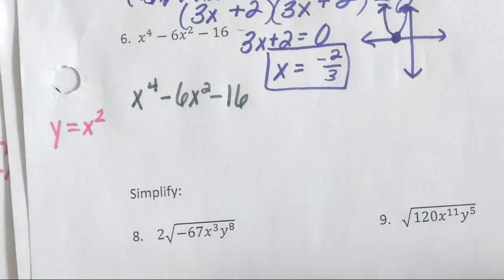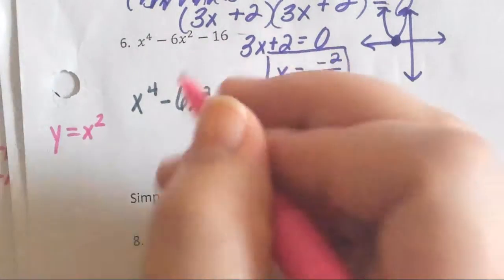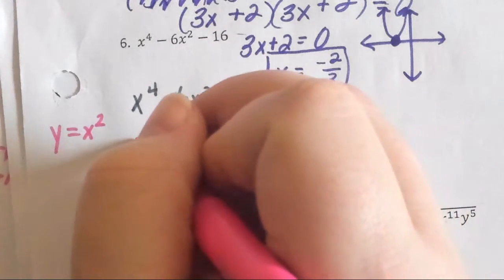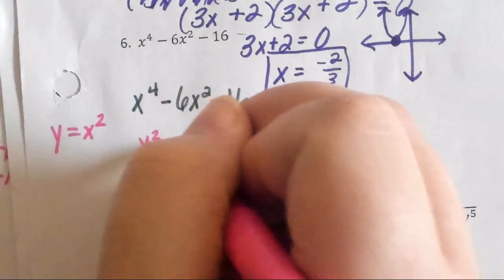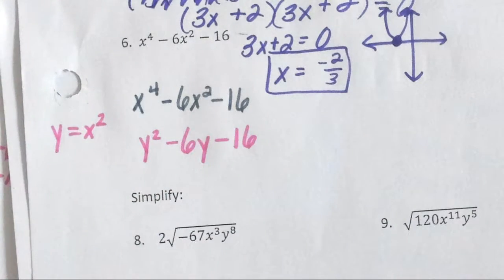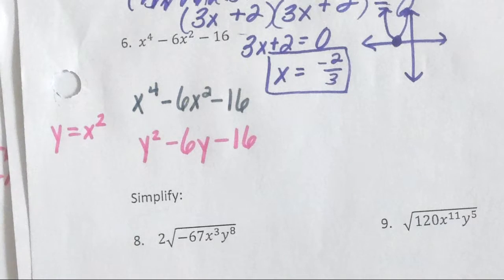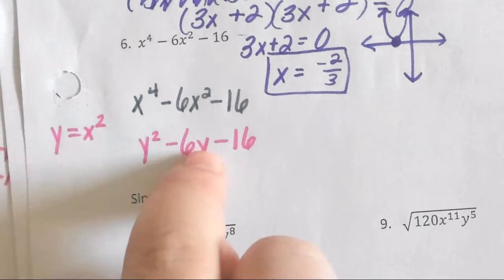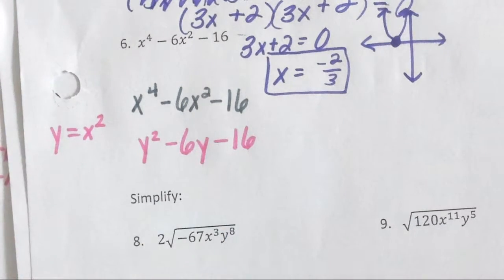So y is going to equal x squared. So instead of having x to the 4th, I'm going to have y squared. Instead of having x squared, I'm going to have a y. So I'm turning my problem from the gray with x's to the pink with all y's. Everywhere I saw an x squared, I replaced it with a y. Are there any questions about the pink?